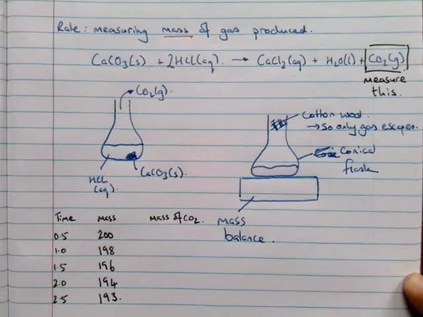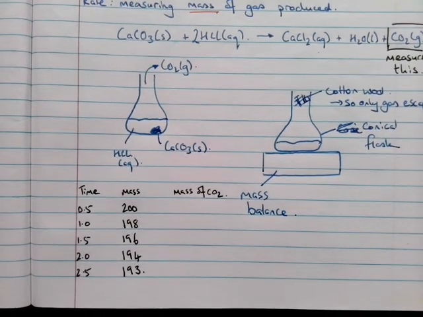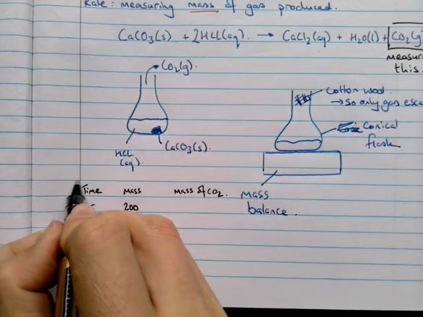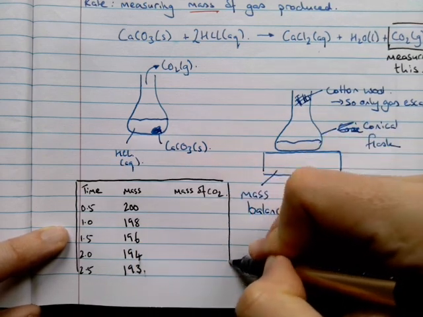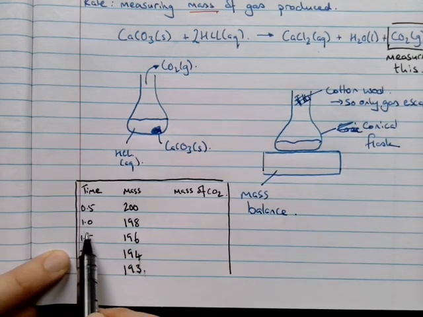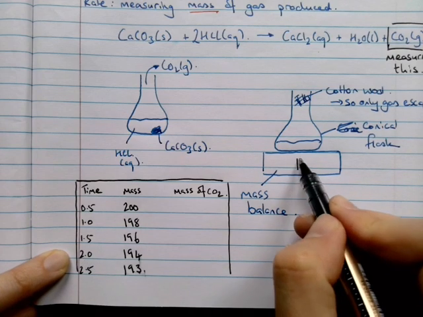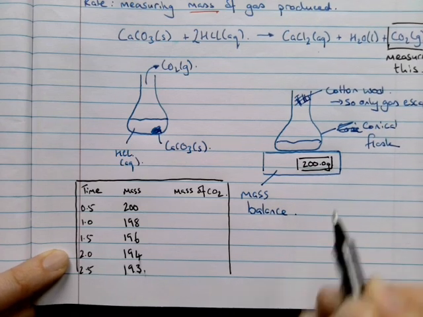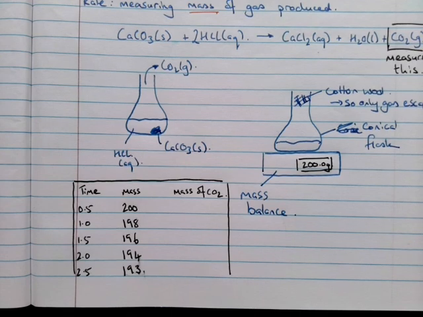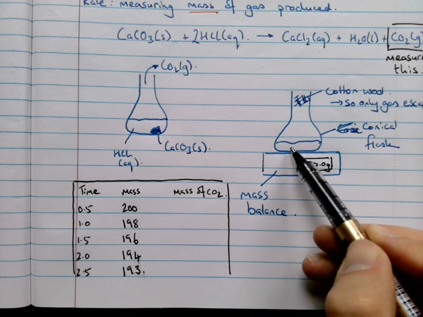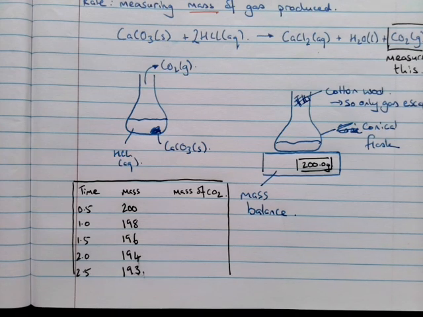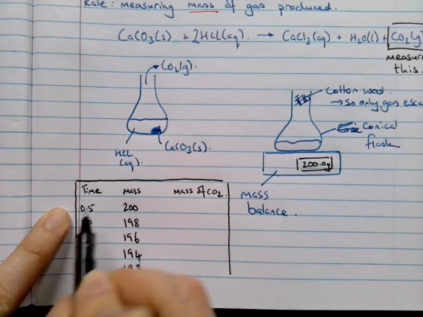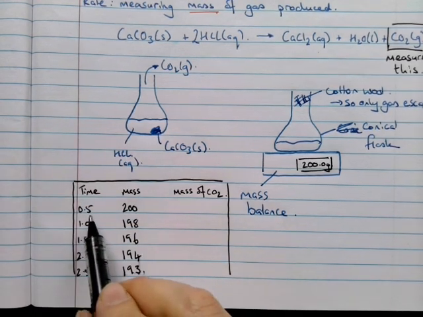Let's suppose that we did this reaction and came up with this table of results. As the time goes on, we measure the mass on the scales, which at the start would have 200 grams. We put the calcium carbonate and the hydrochloric acid into the conical flask. There should be an extra one here at 0, but let's not worry about it. We'll worry about that when we do the experiment for real.